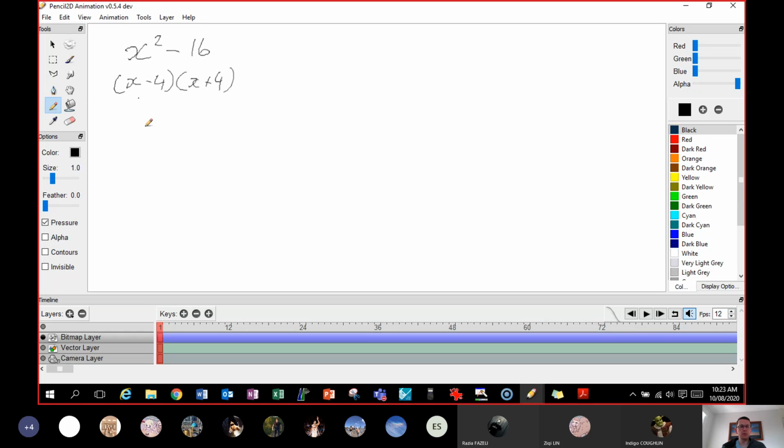If you think about this in terms of an array, this makes sense of why we call it DOPS. Why do we call it difference of perfect squares? Well, here, x by x is going to give you an x squared, right?